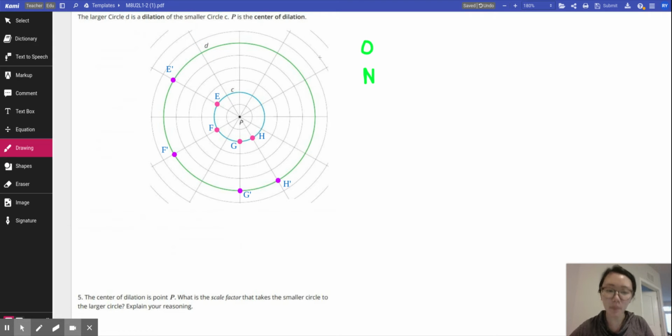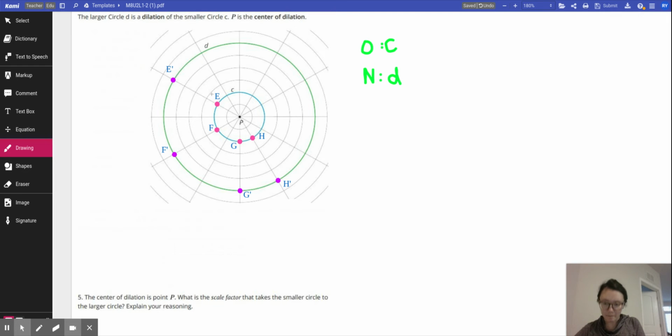All right, so once you unpaused it, what you should have gotten is that the larger circle D is a dilation, right? So the new circle is D because it was dilated. It transformed from circle C. C is going to be our old circle, our old image or pre-image.